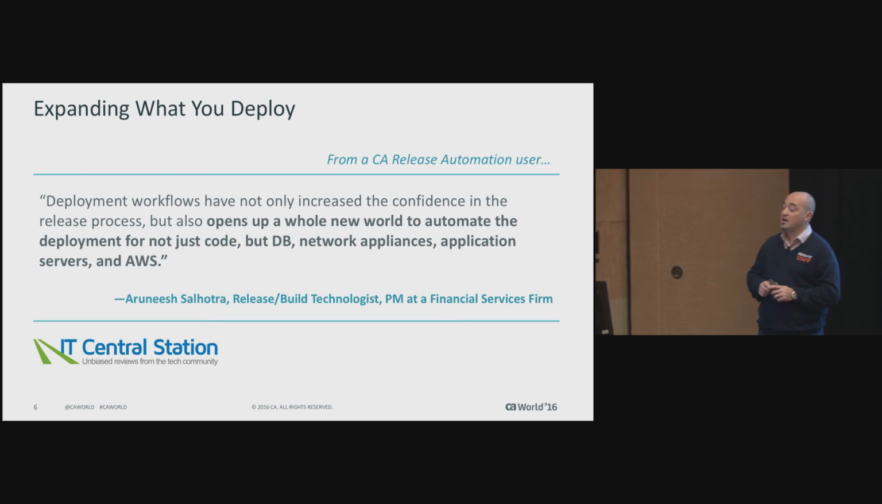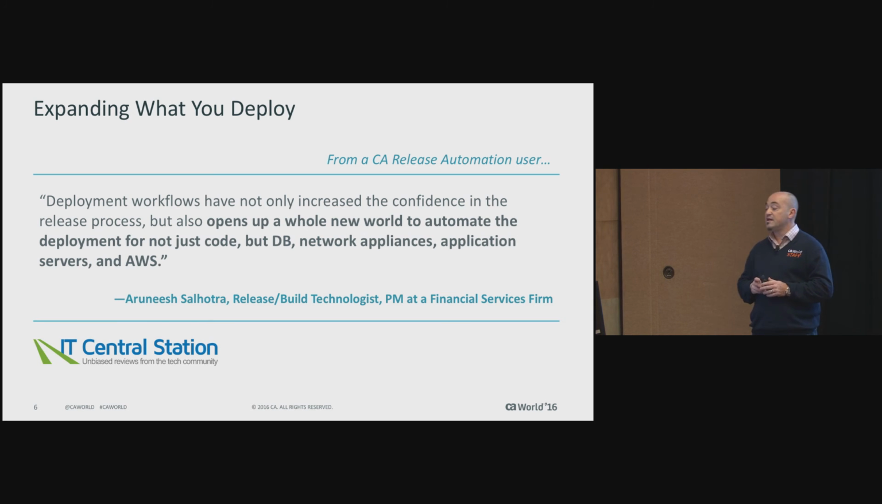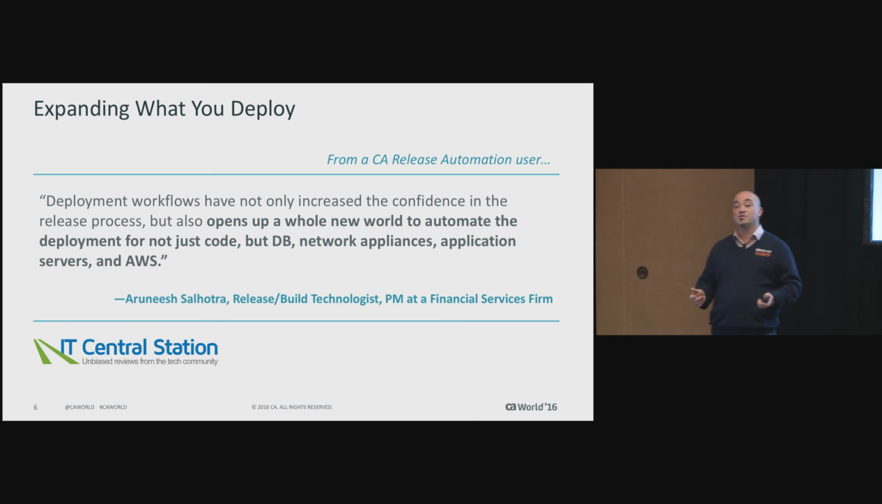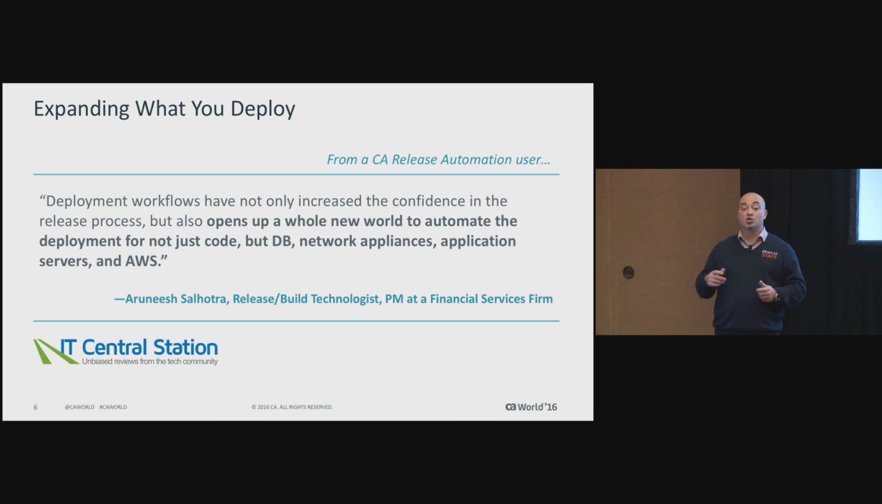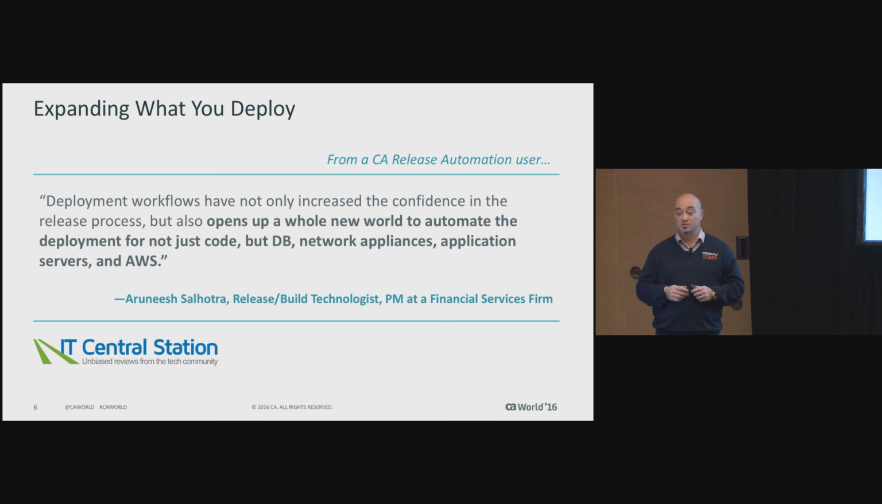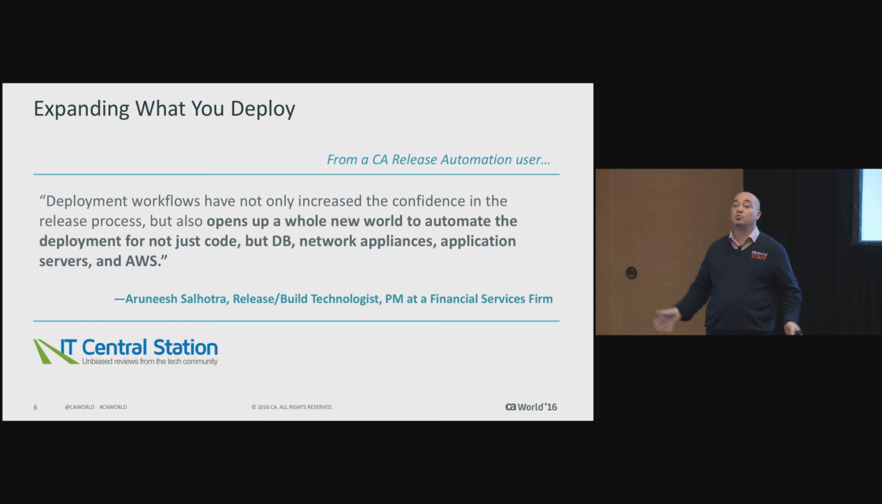Here's a quote from a customer, and what it basically says is that the implementation of a continuous delivery service like release automation has opened up a whole new world of automation, not just for deploying applications, but for other aspects, like the databases, the network appliances, and the application service. So they started to figure this out. They started to realize that the automation service that we're providing can also be used for other things beyond moving application code into production. It's all in support of continuous delivery, all in support of bringing innovation faster to the end users.